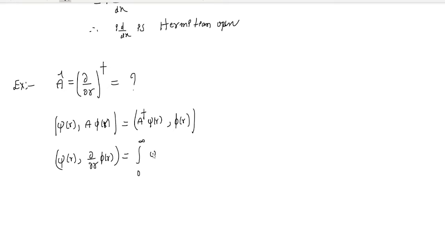This one is ψ*(r), comma ∂/∂r φ(r), times r² dr. So we can't write d by dr alone. This is the radial coordinate, and the volume element of the radial coordinate is r² dr.